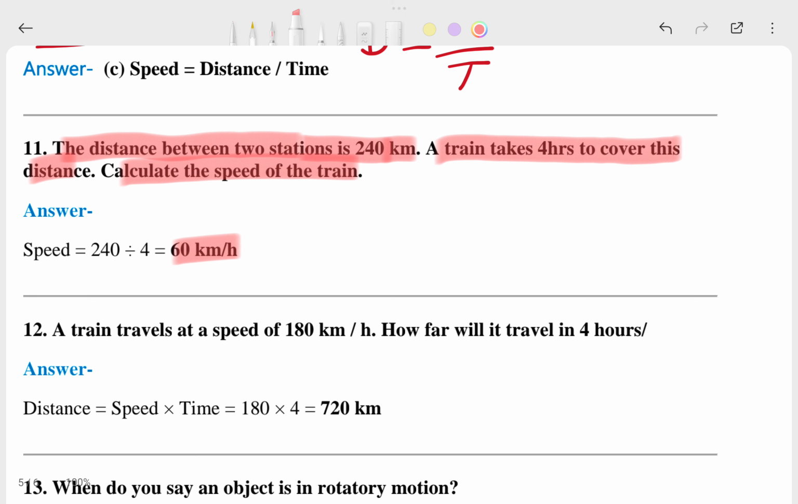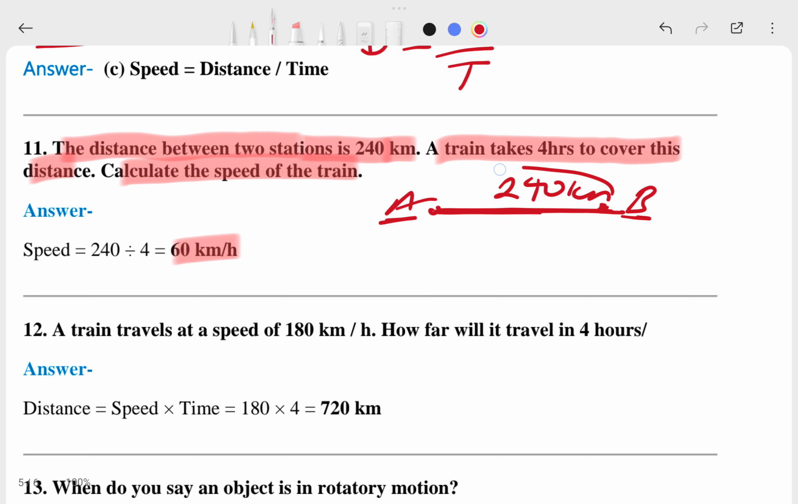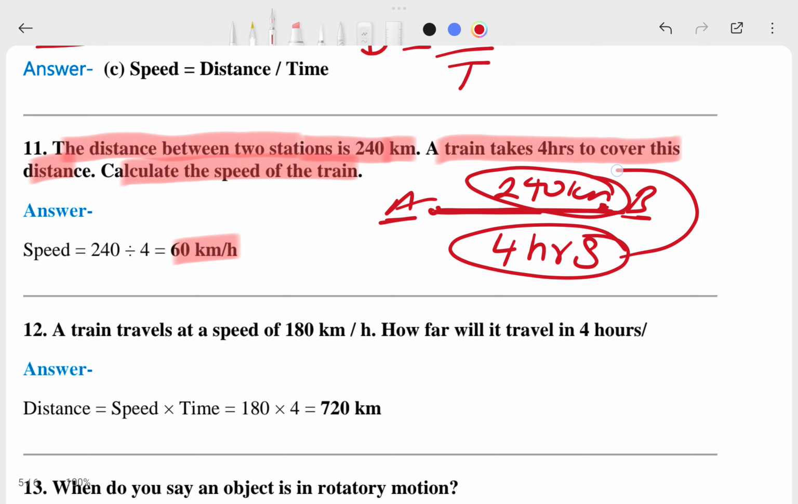This is a simple maths question of division. The distance between two stations is 240 kilometers. If I try to explain, this is A and this is B. This is the distance between the two stations, and this distance is 240 kilometers. For covering this distance, how much time does the train take? 4 hours. In the 4 hours, the train runs 240 kilometers.